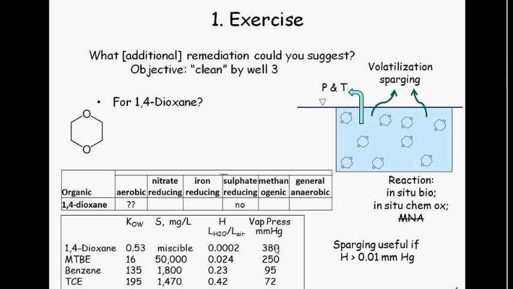Note that it has the highest vapor pressure of any of the chemicals. So in its pure form, it is very volatile. But that's balanced by solubility. It's extremely soluble. And remember, Henry's law is sort of a balance between how volatile a chemical is versus how soluble. Looks like solubility wins, and dioxane is not strippable by sparging.